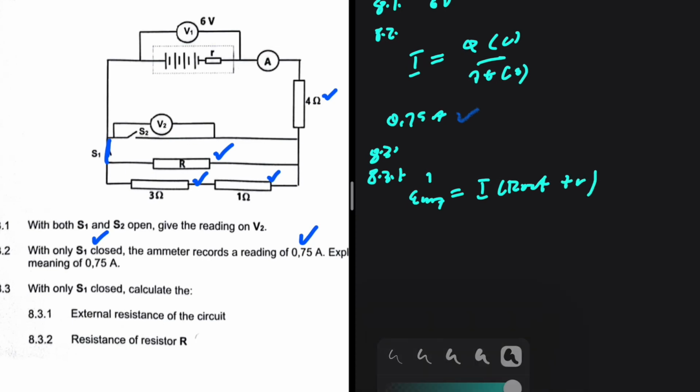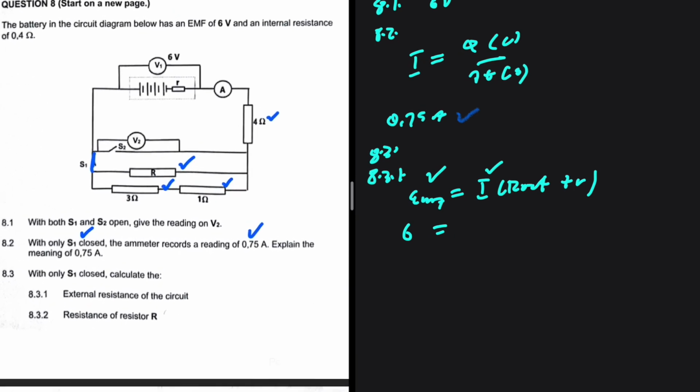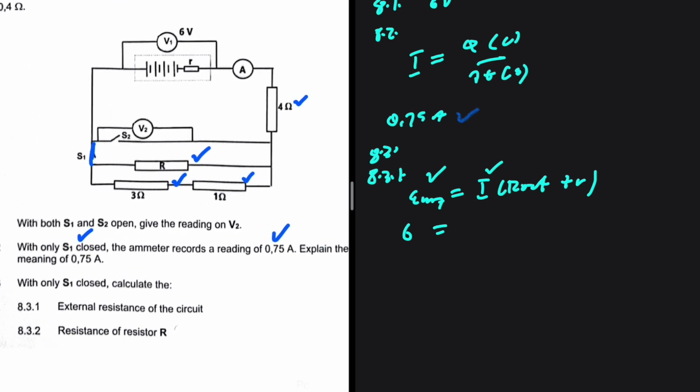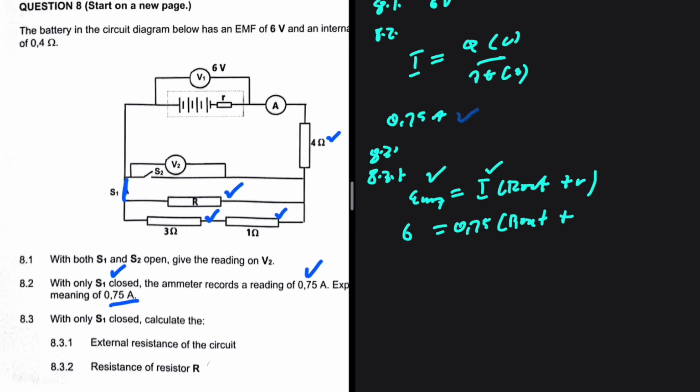Do we have the EMF? Yes, we do. That is 6 volts. Do we have the current? It is said to be equal to 0.75 when S1 is closed. So we have 0.75 multiplied by R external plus the internal resistance. The internal resistance is said to be 0.4 ohms.